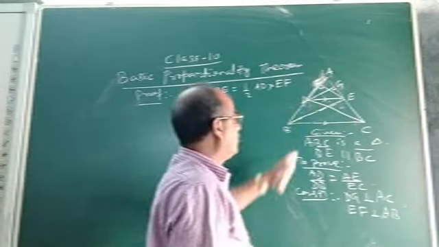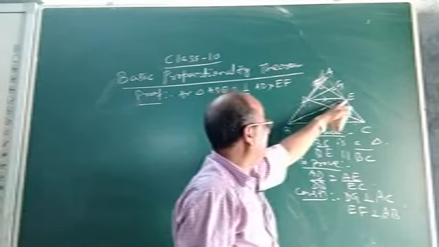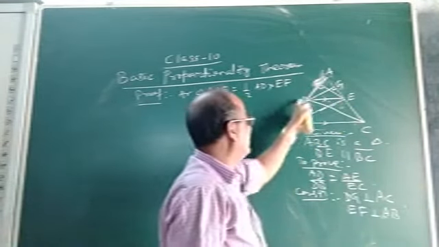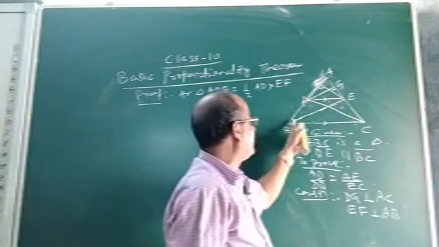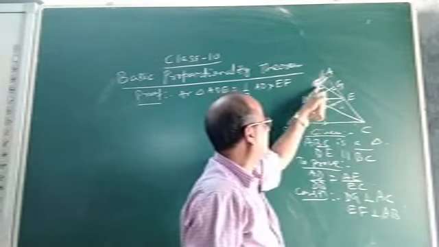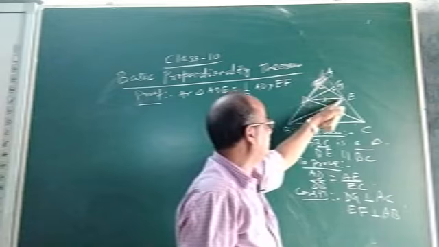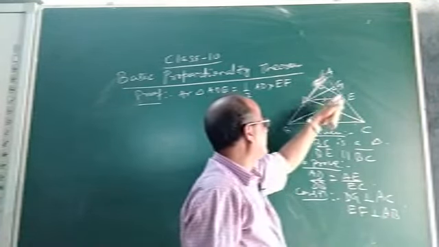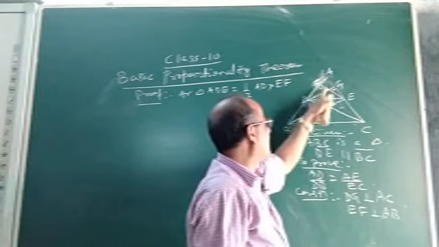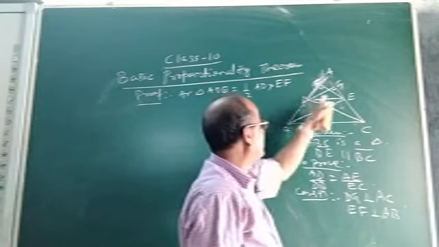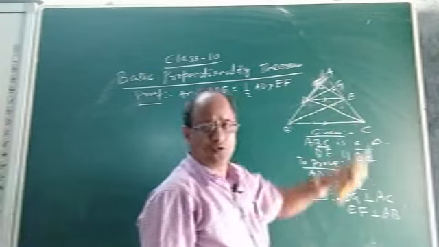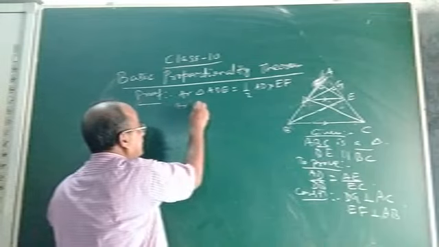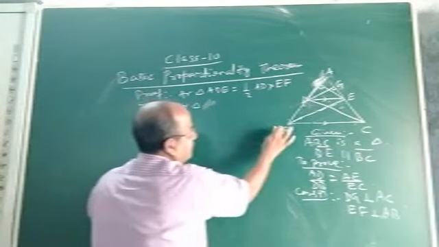Now look at the triangle BDE. In this triangle BDE, which will be the base? If BD is the base, then the altitude will again be EF, because EF is perpendicular to AB. When we consider triangle BDE, its altitude will also be equal to EF. So now we can easily find the area of triangle BDE.